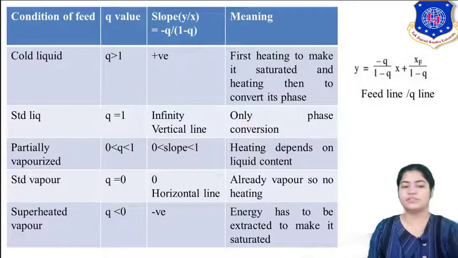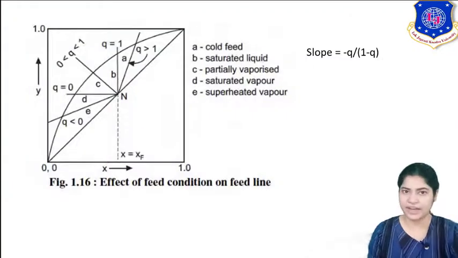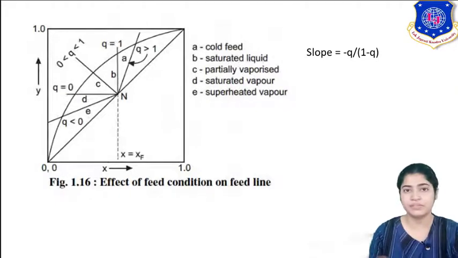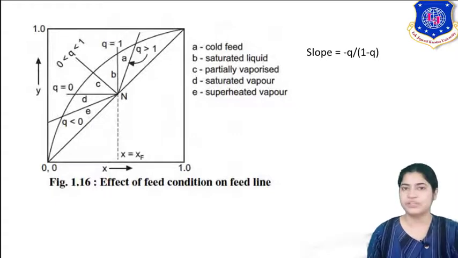Similarly, for partially vaporized feed, the q value is between 0 and 1, and similarly the slope will also range from 0 to 1. Fourth one is your saturated vapor, q equal to 0, hence your slope is 0. E is your superheated vapor. Here you can see that your slope is negative.